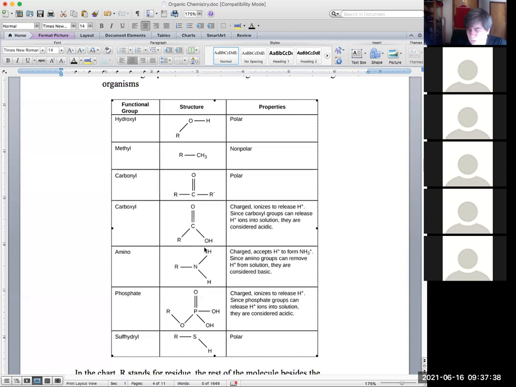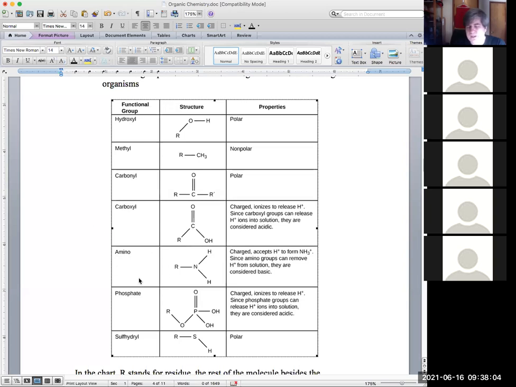Now notice if we put this in water, and since living cells are mostly water, they usually are in water, at least in the circumstances we'll be thinking about, this carboxyl group loses this hydrogen. And when it loses that hydrogen, that forms an acid ion. So we'll look at that a little bit later.